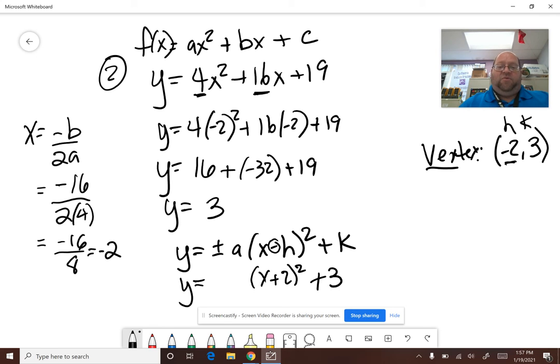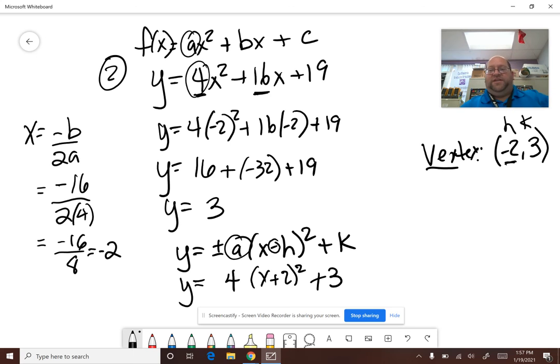Now you might be thinking, well, what about this a here? Well, remember the a in vertex form is exactly like the a in standard form. So I've already got my value for a right here, which is 4. So guess what? I put my 4 right there. And ladies and gentlemen, I'm done, okay?